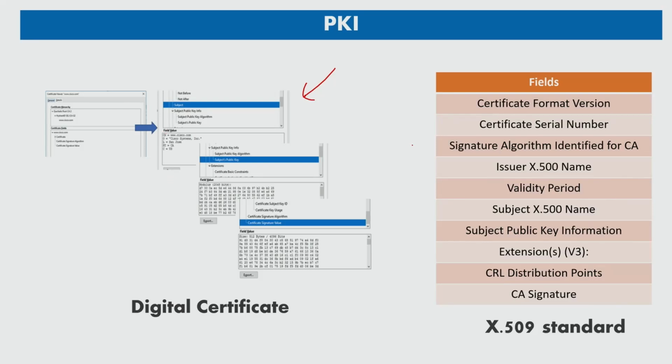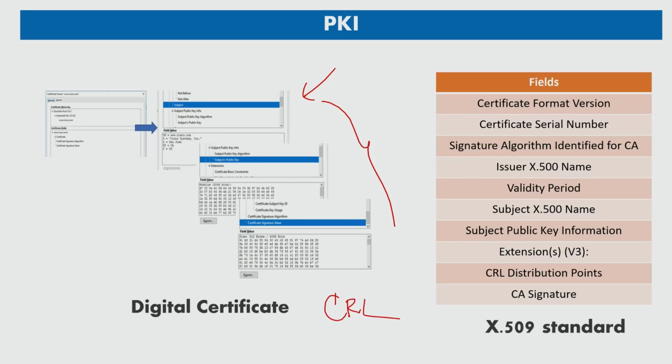Now, an X.509 version 3 identity certificate typically contains information such as the certificate holder's name, the public key, and the CA's digital signature, the certificate serial number, the certificate expiration date, the algorithms used to generate the signature, and extensions like the certificate revocation list or CRL distribution points, among other fields.